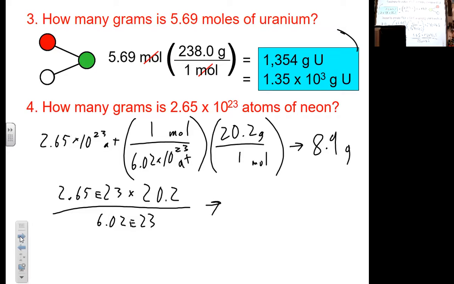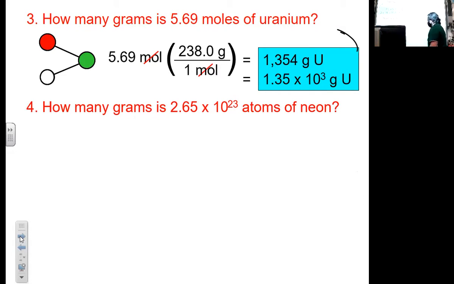So let's make sure we understand where everything came from. I had to take 2 steps on this one because I had to take 2 jumps on the island. I had to go from particles to moles to grams. There is no link between these 2 islands. I can't go from particles to grams. I got to go through moles. Particles to moles to grams. Okay? And then I just use my conversion numbers to get me there.